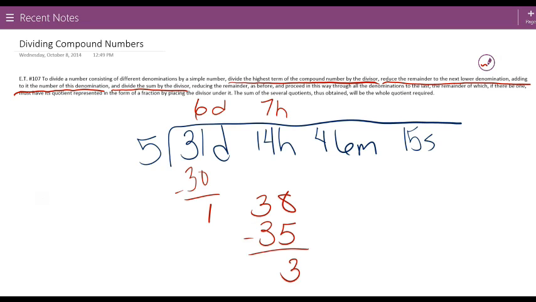Okay, so 3 hours. Now we need to take that into minutes. 3 hours is 180 minutes. 180 minutes plus, now we're going to add the original number of minutes. So 180 minutes plus 46 is going to be 226 minutes.